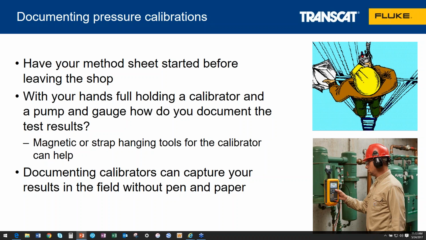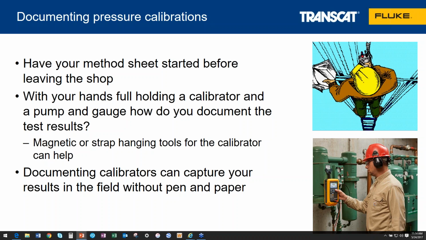So with your hands full and holding a calibrator, how do you legibly write down the information on the method sheet? Well, many calibrators have hanging strap tools. The example on the lower right, the calibrator is hanging off a pair of magnets. There's Velcro straps, a variety of different ways that you can set the calibrator up to perform the test, yet allow the technician to have their hands free. So if you're going to manually document the test, consider using one of the hanging tools to allow your hands to be free to record the calibration.